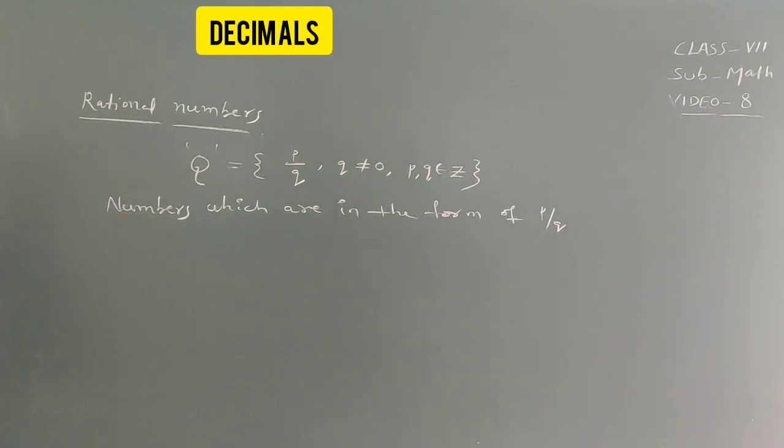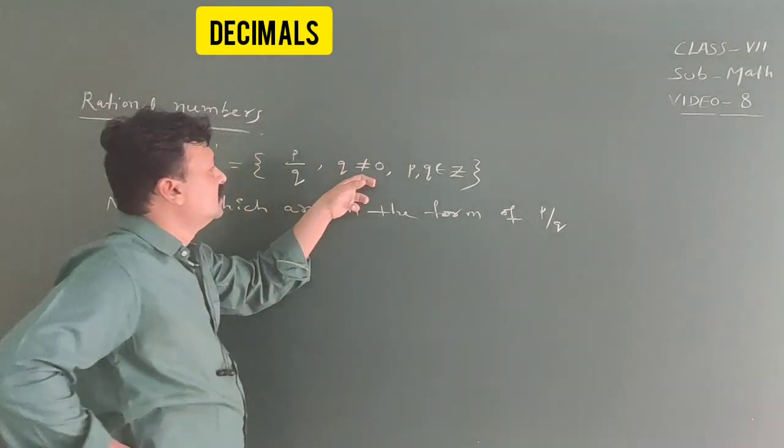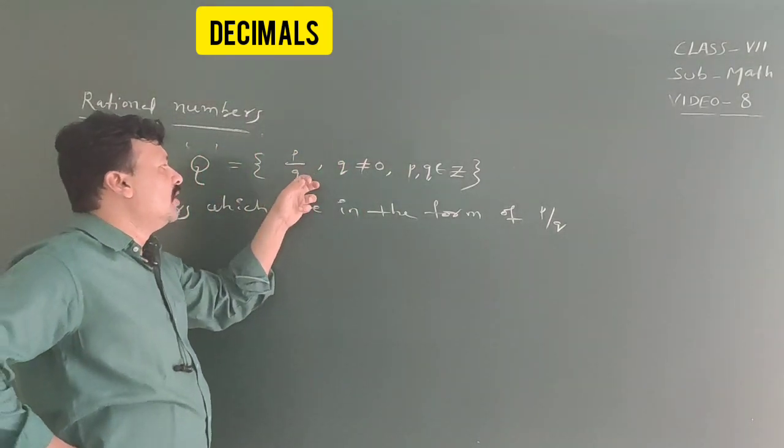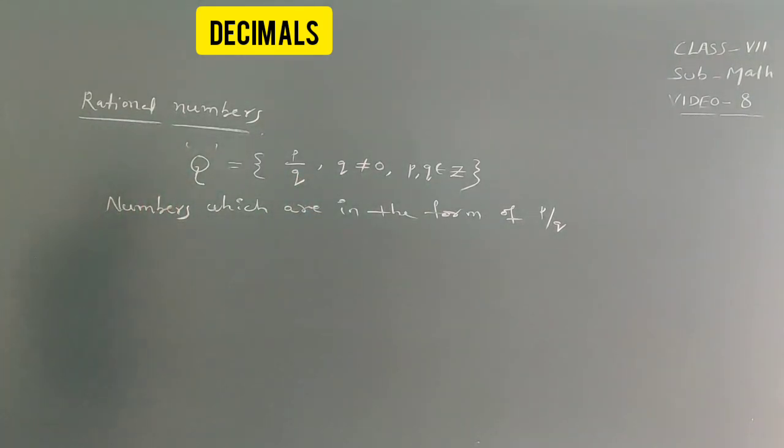Real numbers are denoted by the other letter. Here, rational numbers are in the form of P by Q. Q means quotient, so rational numbers are also treated as quotient numbers. That's why rational numbers are denoted by Q. The numbers in the form of P by Q, where Q should not be equal to 0. In the given fraction, the denominator should not be equal to 0.